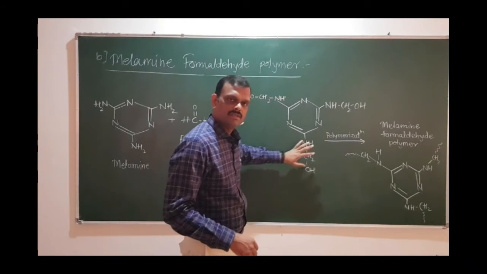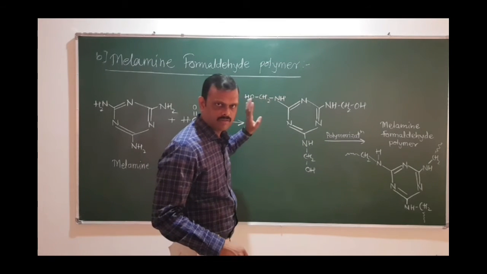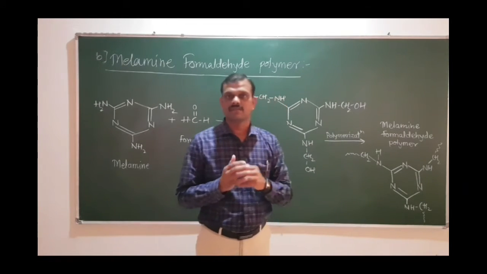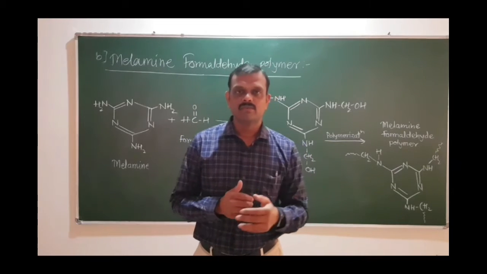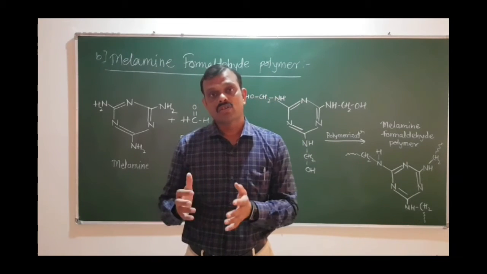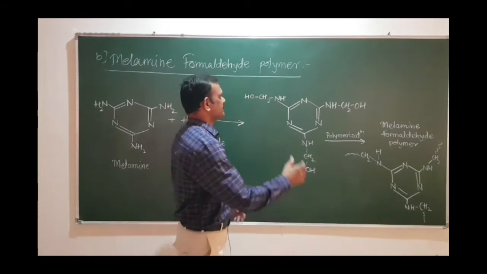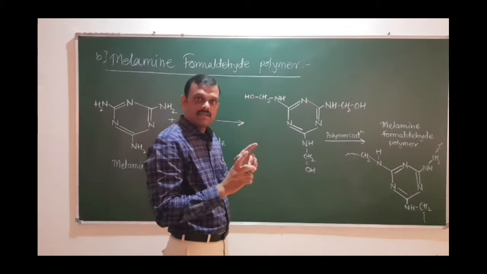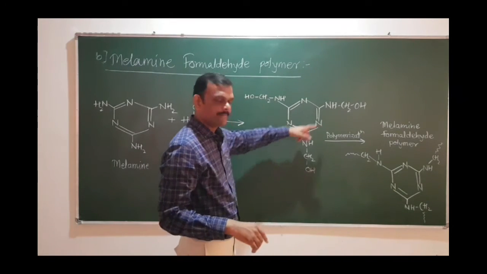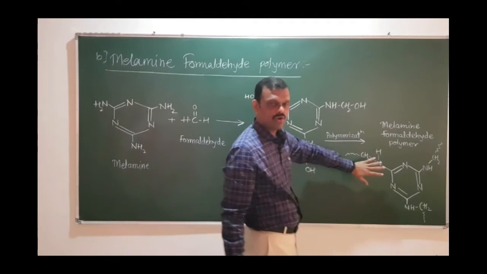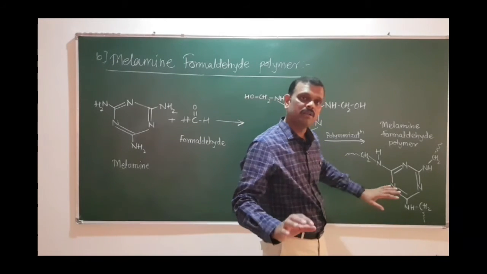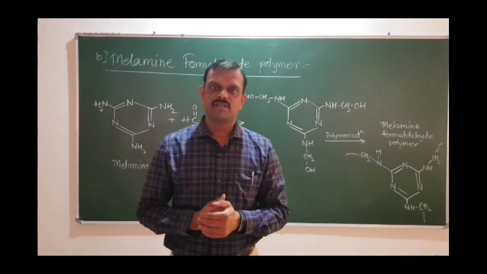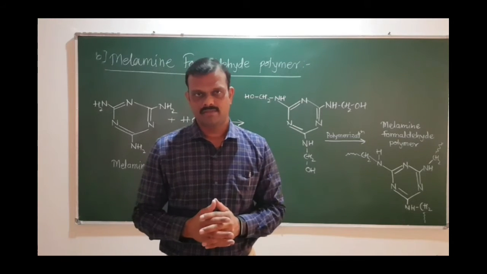This substituted product, on further polymerization, forms a condensation polymer, which is also a cross-linked polymer. As these CH2OH and CH2OH are present across from each other, they form the cross-linked polymer on polymerization. This melamine formaldehyde polymer is also a useful polymer.